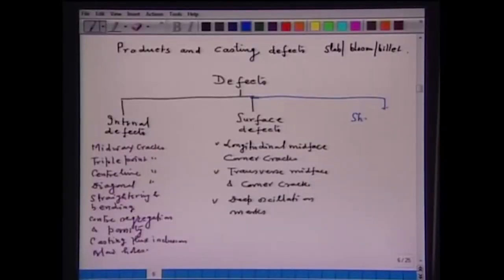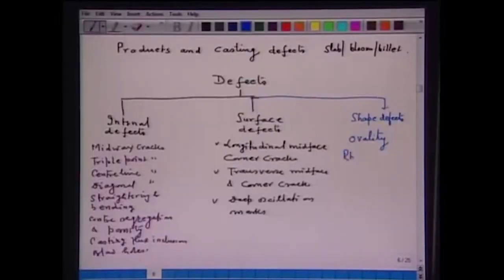Next could be shape defects. Here, ovality. Because of the several pressures, ferrostatic pressure, rolling pressure, straightening, bending, all, it may not have the shape which you thought a billet, bloom or slab should have. Or rhomboidity, or we have longitudinal depression.